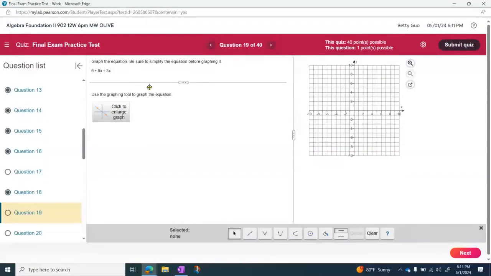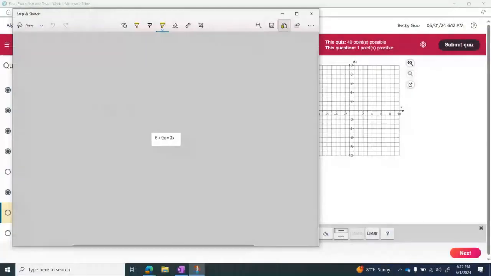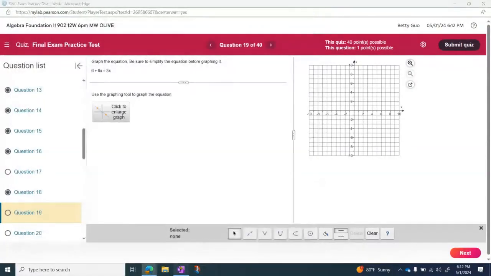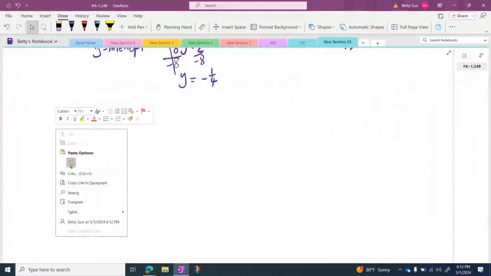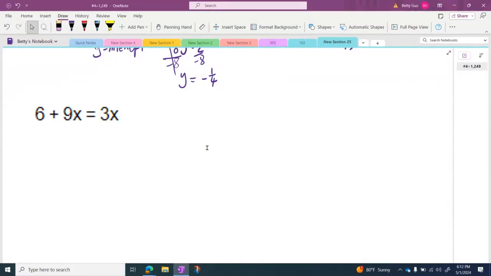Next is similar. Graph the equation. Be sure to simplify the equation before graphing it. Well, if you need to graph a vertical or horizontal straight line, that actually is an easier problem. If you know the corresponding equation, what equation represents a horizontal straight line? What type of equation represents a vertical straight line?